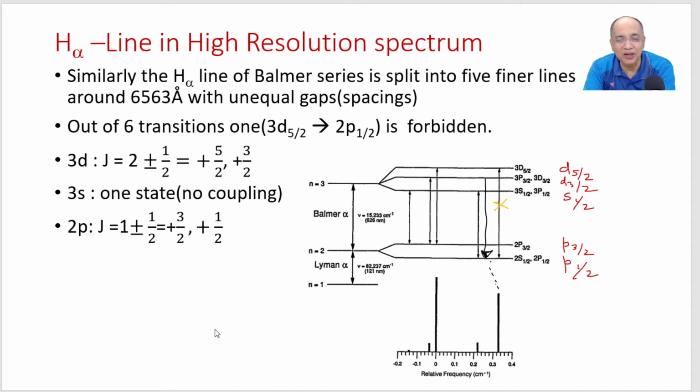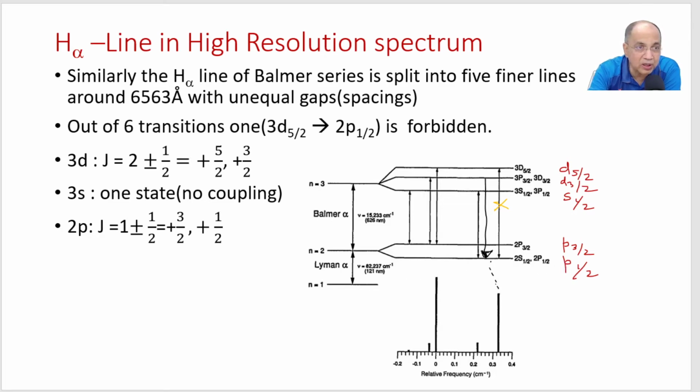So you got it. Under high resolution conditions, the H alpha line of the Balmer series produces 5 lines due to 5 allowed transitions. There are 3 J values from the third cell. There will be 3 J values. From the D side, 5 by 2, 3 by 2. From the P side, 3 by 2, half. And from the S side, half. So these levels are doubly degenerate, the J level, and this is doubly degenerate, and this is a unique level. So these are the 3 energy levels in the third cell and 2 energy levels in the second cell.